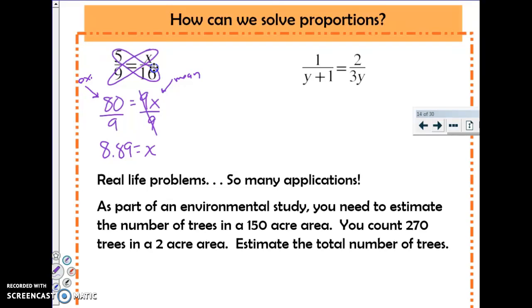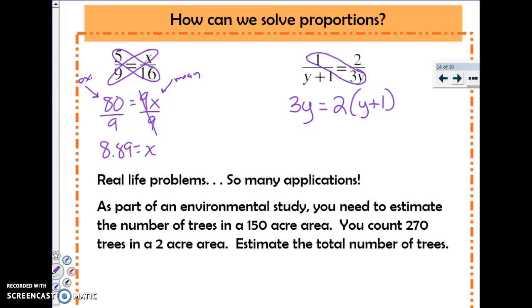Then I have another example where it just seems like there's y's all over the place. Let's start off the same way by cross multiplying. 3y times 1 is just 3y. And then I have 2 times y plus 1. Please make sure you are using those parentheses so that you can distribute and get these correct. So 3y equals 2y plus 2. Then I would go ahead and subtract 2y from both sides, and y equals 2.